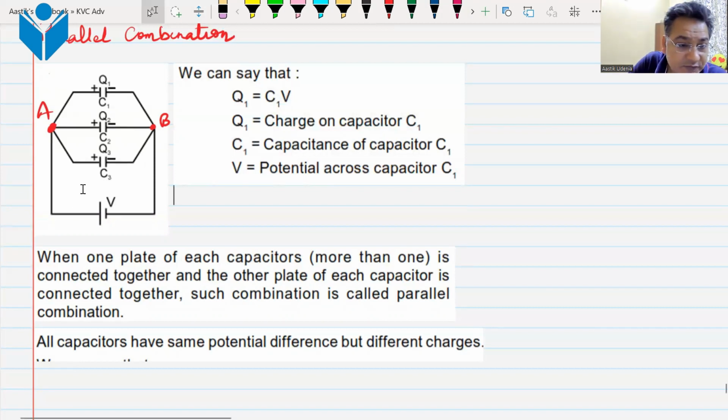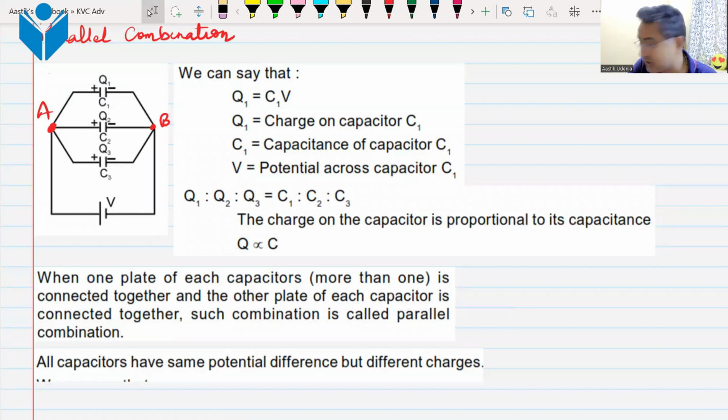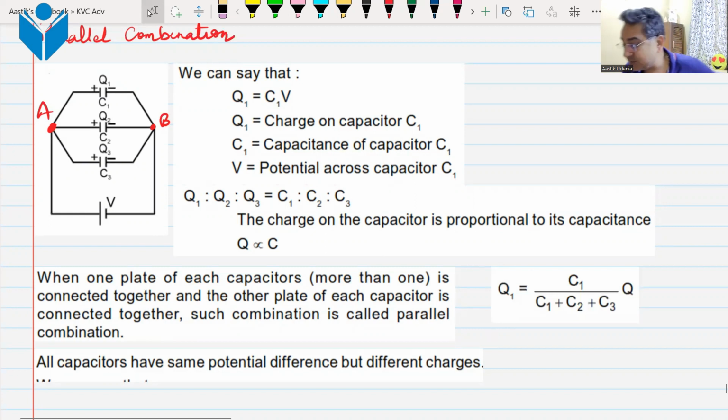Q1, the charge on the capacitor first will be C1 V1, and so on. Do we understand this? Yes, sir. The charge on each of the capacitors will be in the direct ratio. The capacitor which has more capacitance will have more charge, and so on. You can find out Q1 in terms of Q, Q2 in terms of Q, and Q3 in terms of Q.